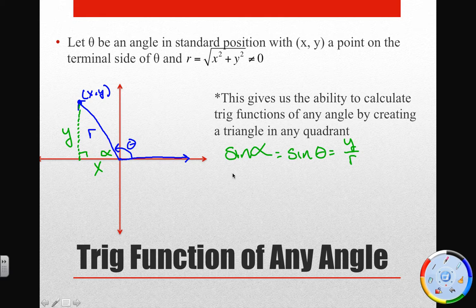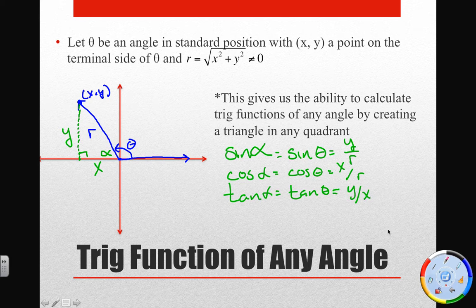And likewise, we can continue this statement going to cosine, where it's x over r, which is adjacent over hypotenuse. Sorry, I didn't specify there. And tangent is opposite over adjacent, so y over x. All right, and it continues to cosecant, secant, cotangent. Obviously, they're just the reciprocals of these.